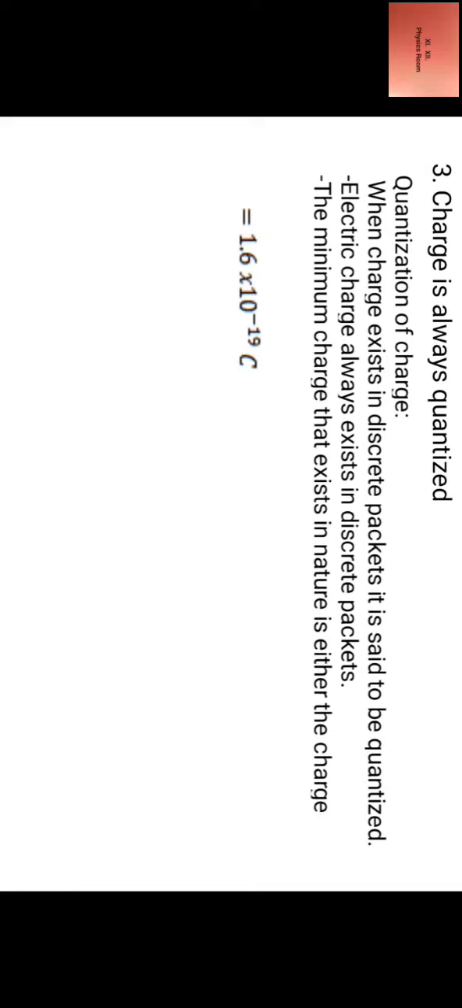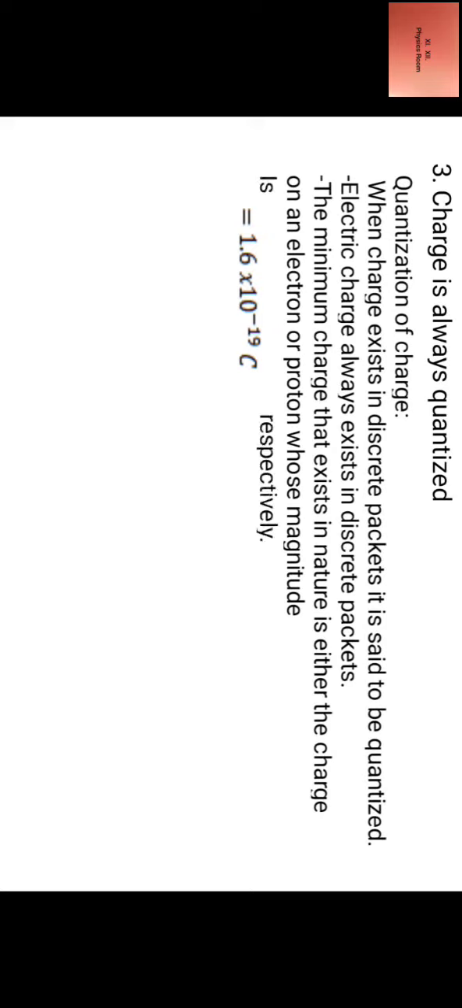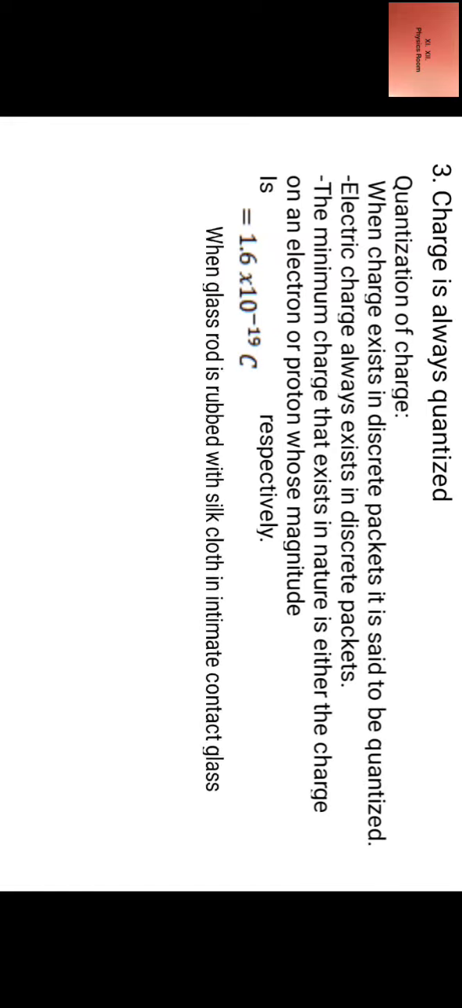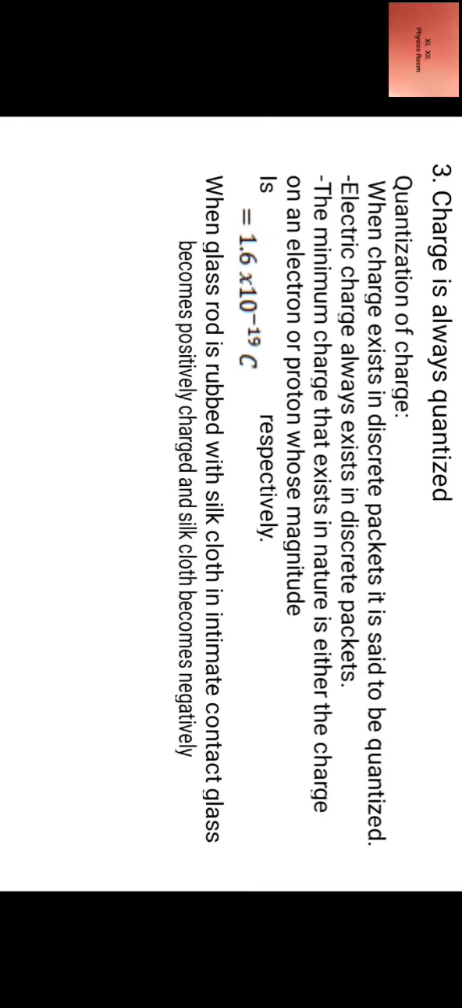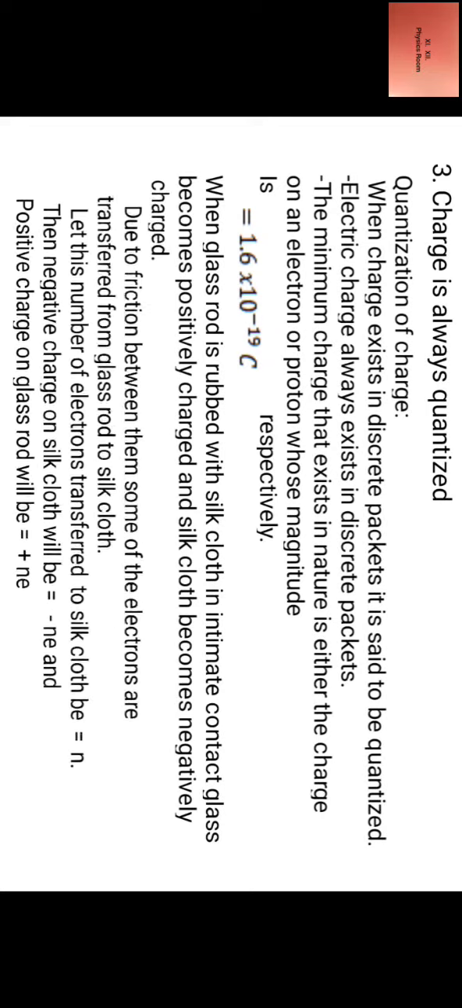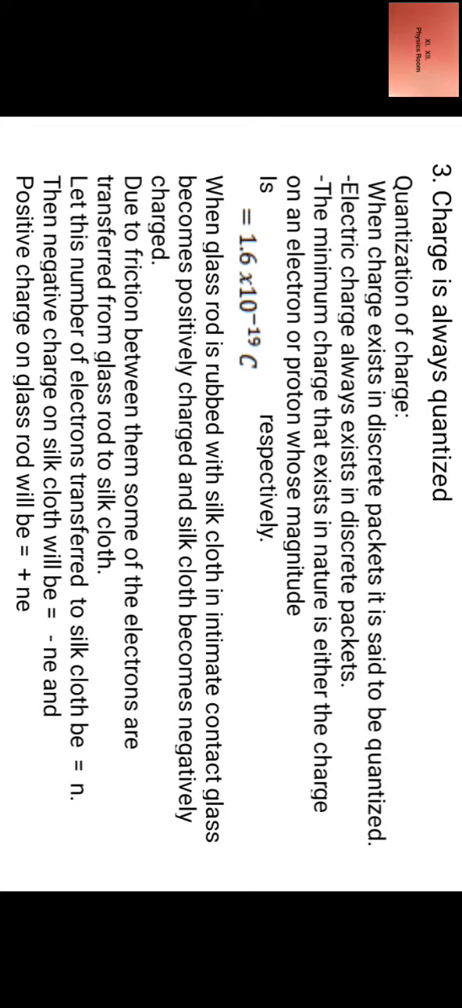The minimum charge that exists in nature is either the charge on an electron or proton, whose magnitude is equal to 1.6 into 10 raised to power minus 19 coulomb respectively. Now when glass rod is rubbed with silk cloth in intimate contact, glass becomes positively charged and silk cloth becomes negatively charged. Due to friction between them, some of the electrons are transferred from glass rod to silk cloth. Let this number of electrons transferred to silk cloth be n.